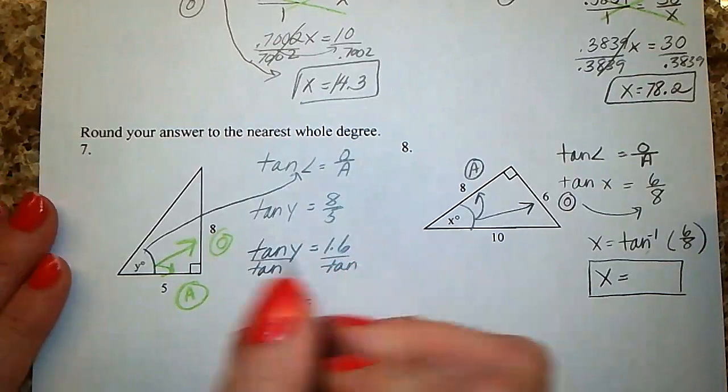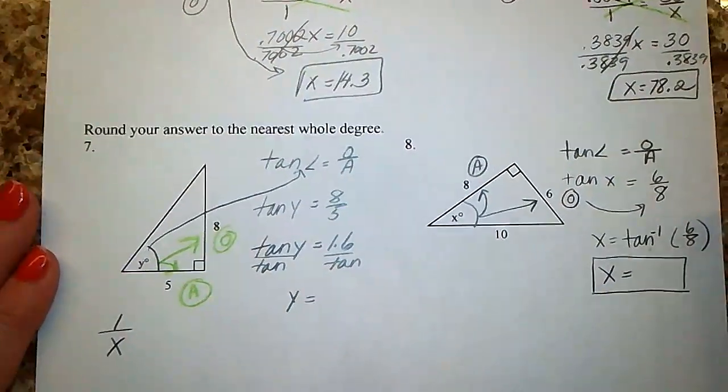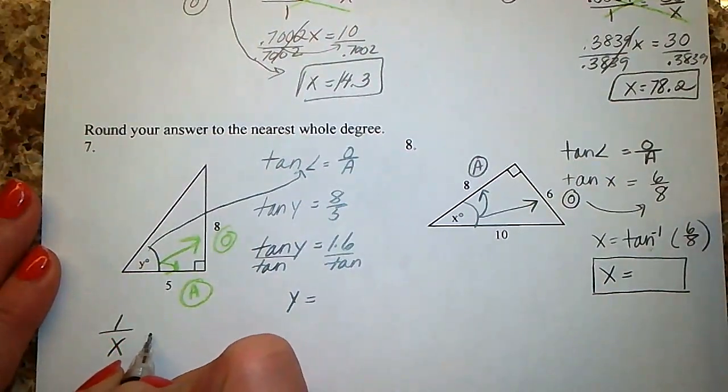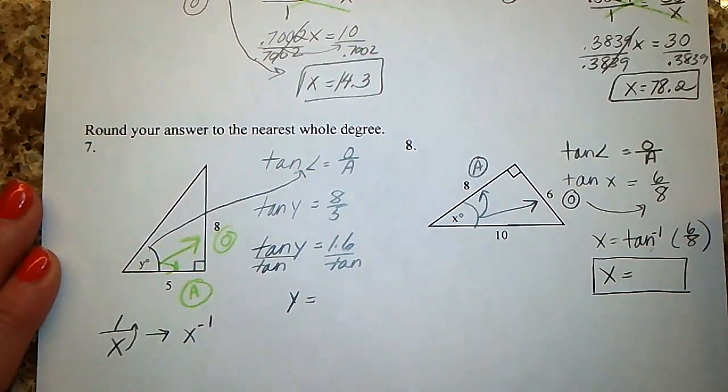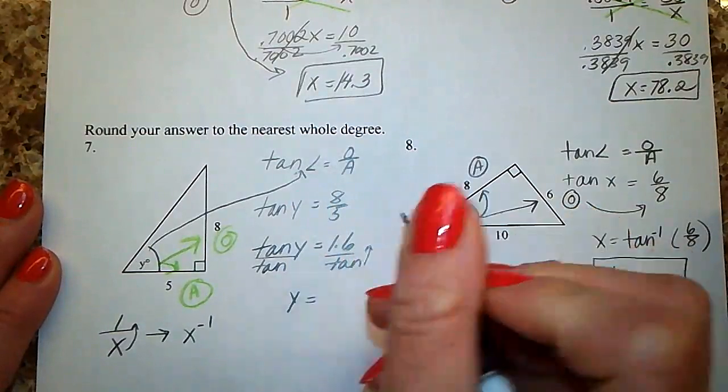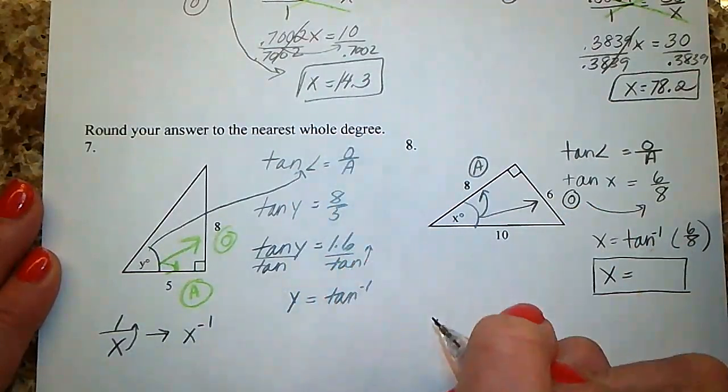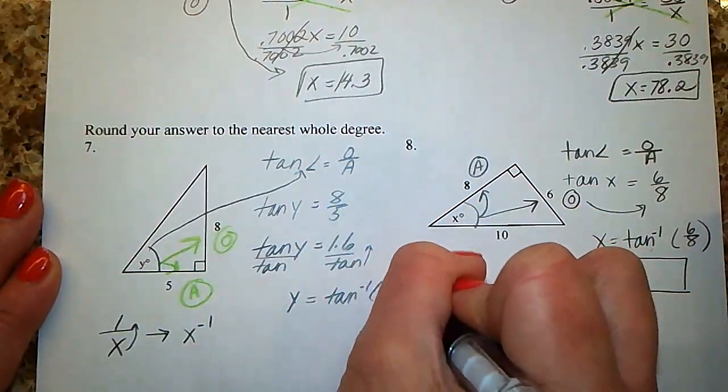So what we're going to do is I want you to recall this concept from Algebra 1, 1 over x. We can rewrite that. If we move that x up, that becomes x to the negative 1. Well, we can do the same thing here. We can move that tangent up, and that's going to become tangent to the negative 1 of 1.6.